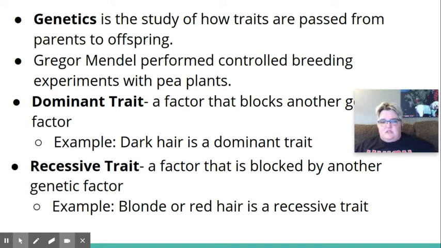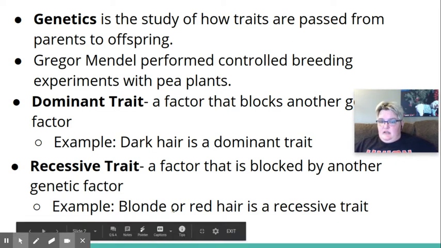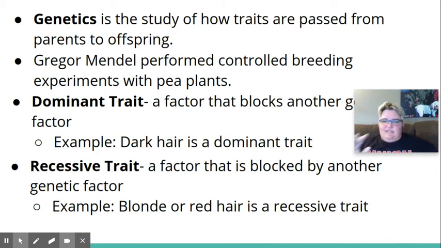Now there may be all of a sudden one dark-headed kid that shows up. Well, that's because all of a sudden that dark-headed bully, that dominant one, came back in, and so it hides that blonde. Okay. So anyway, the dominant trait is what you're going to see. If it's there, that's it. You're not going to see anything else.